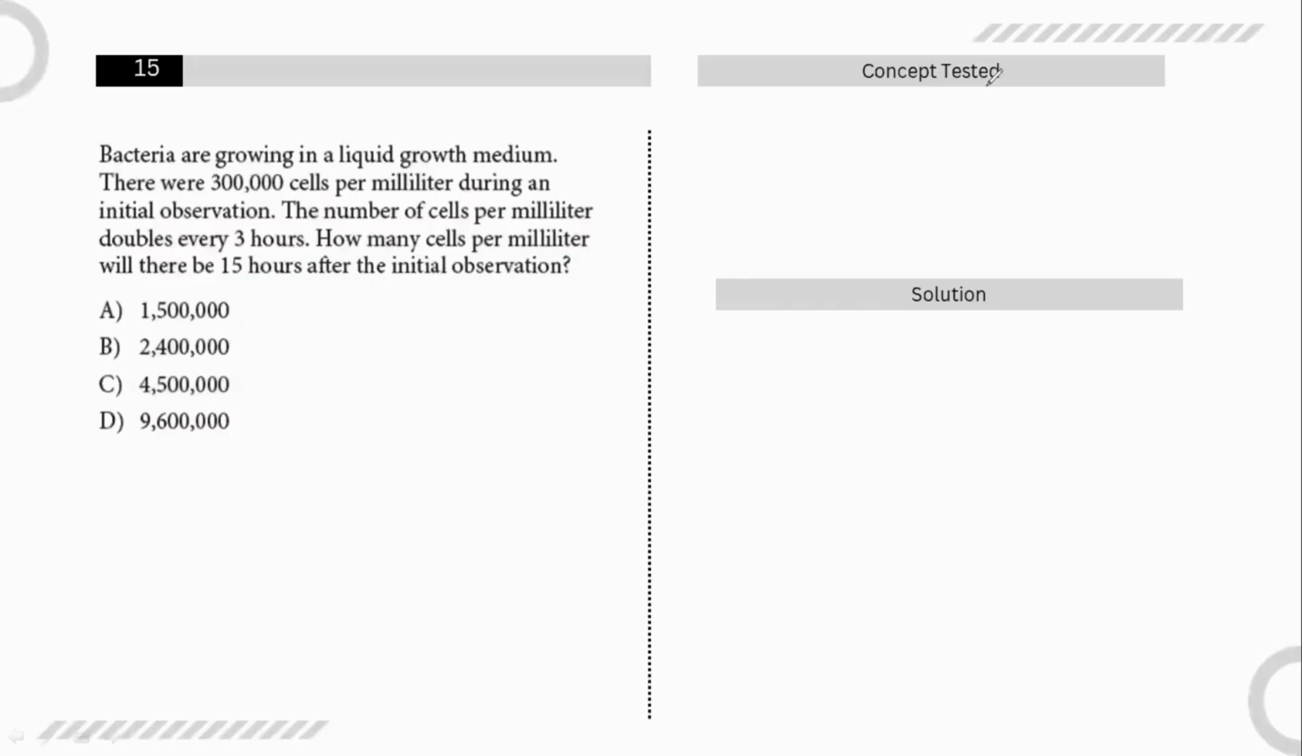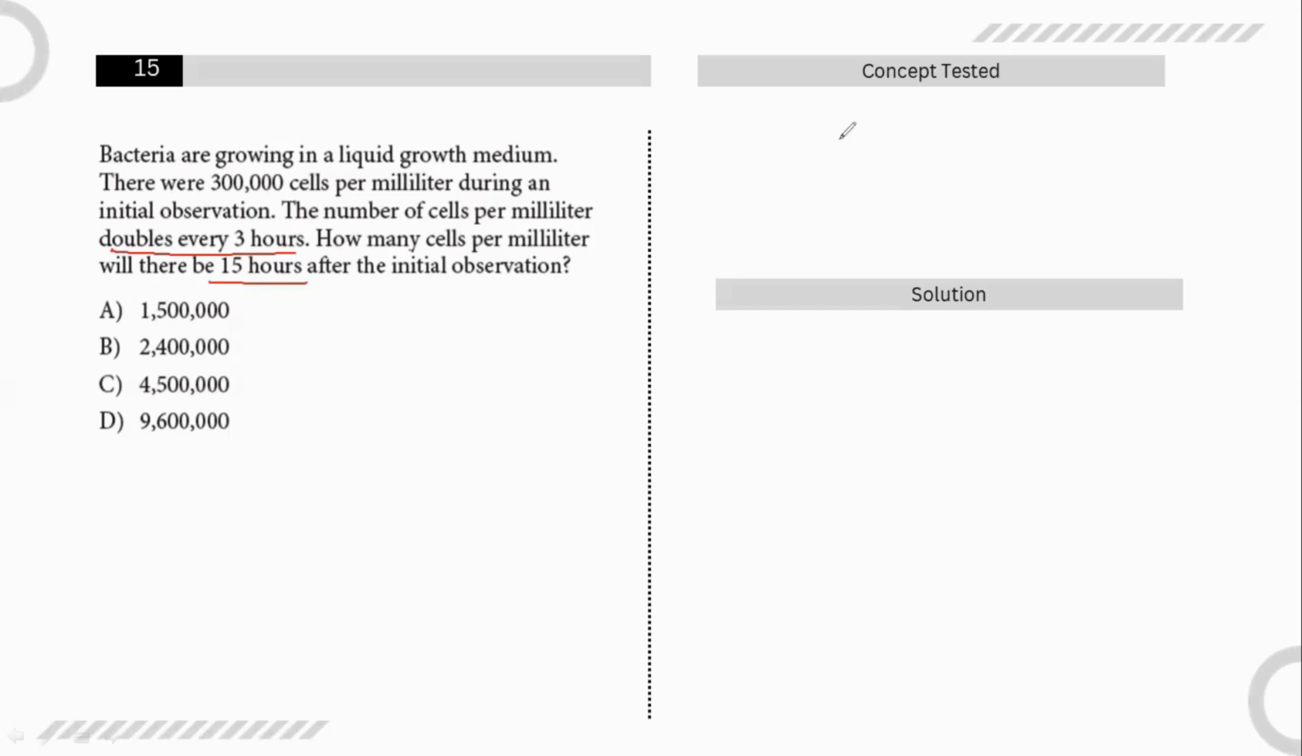Okay, now starting with the question, it says that bacteria are growing in a liquid growth medium. There was 3 lakh cells per milliliter during an initial observation. The number of cells per milliliter doubles every 3 hours. How many cells per milliliter will there be 15 hours after the initial observation? So we will have to find out how many bacteria will be there per milliliter after 15 hours.